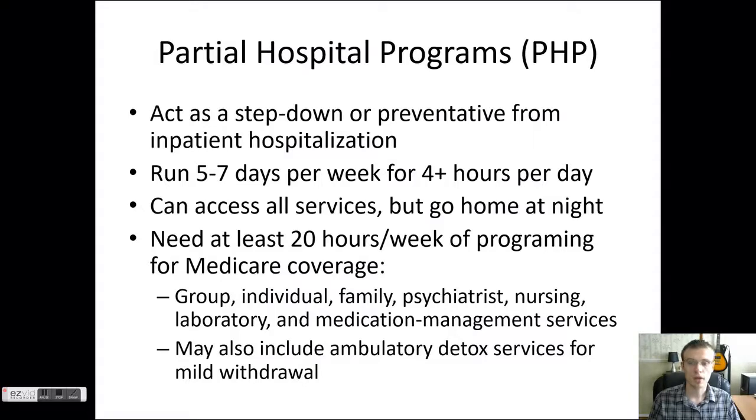You need to have at least 20 hours per week of programming for Medicare coverage to be considered officially PHP, or partial hospital. So basically that means they'd want you there for at least 4 hours each day during the week. Once again, this is supposed to be a one-stop shop where you can go to get group, individual services, family treatment, psychiatry, nursing, labs for testing, medication management services. It can also include detox or withdrawal services if you can do that during the day.